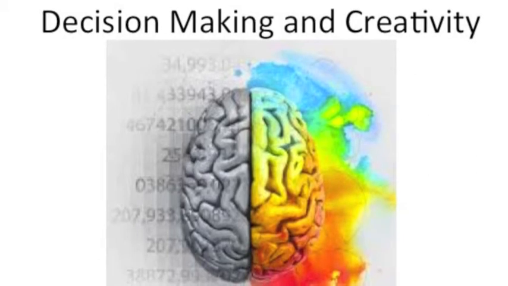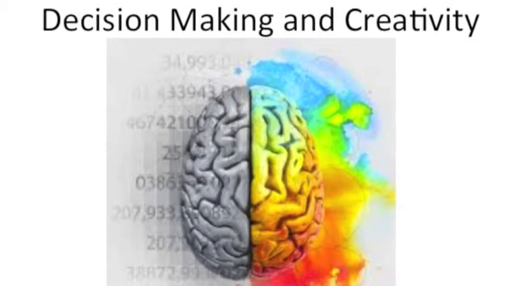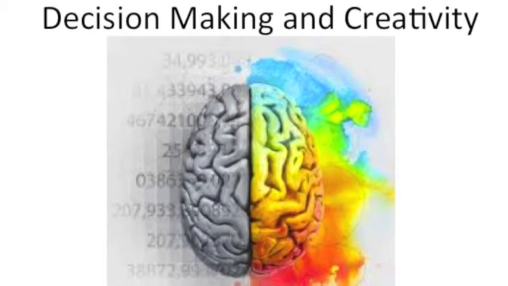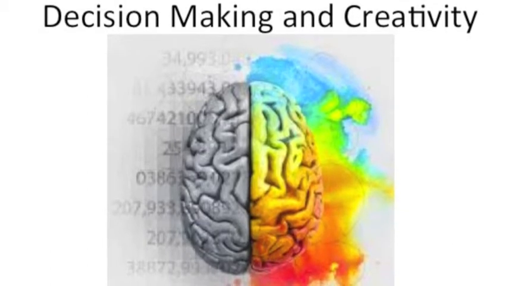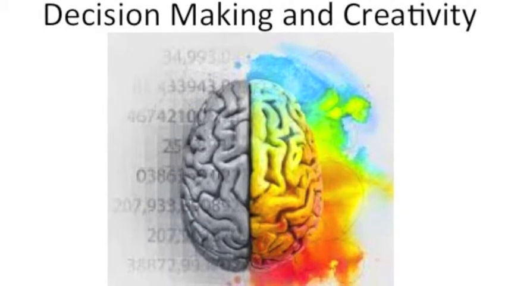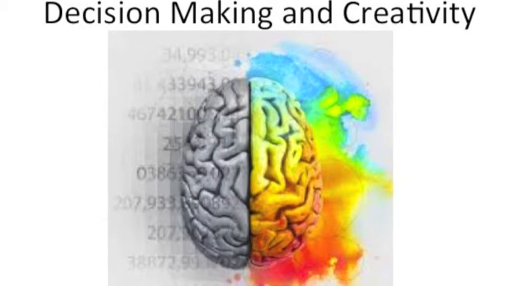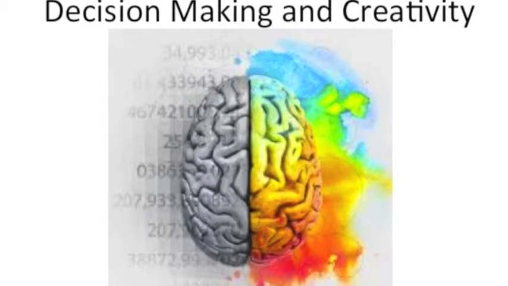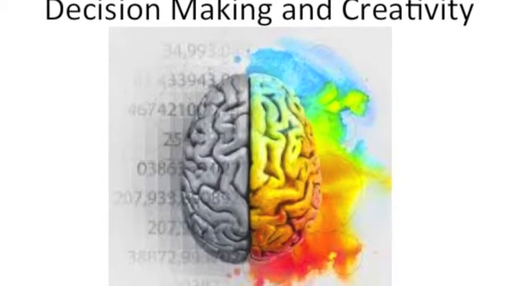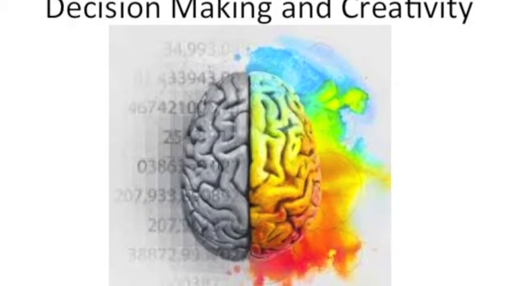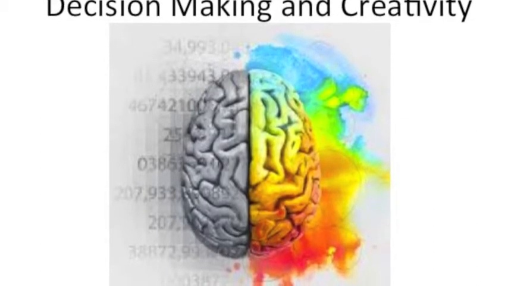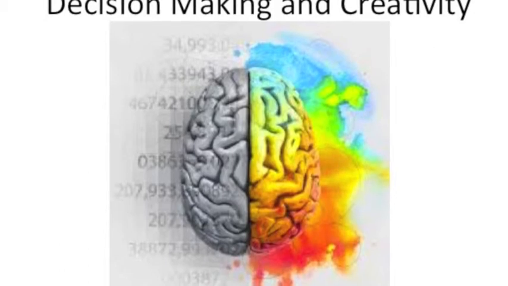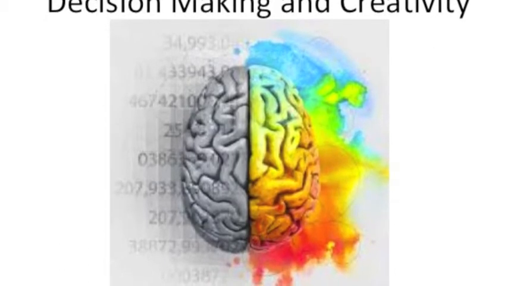Today we'll be talking about decision making and creativity, Chapter 6. Decision making is the conscious process of making choices among alternatives with the intention of moving towards some desired state of affairs. Creativity refers to the development of original ideas that make a socially recognized contribution.